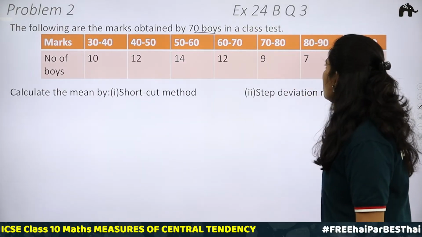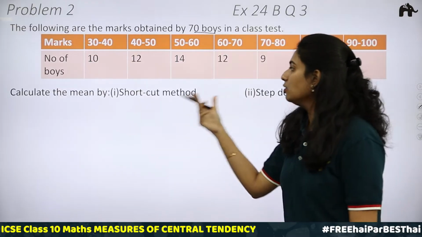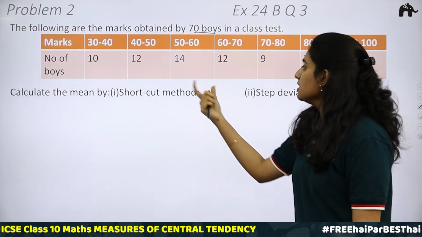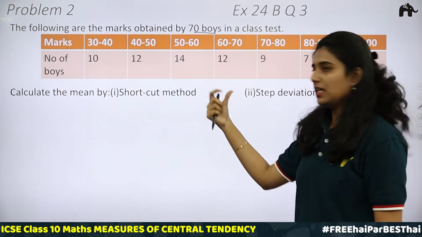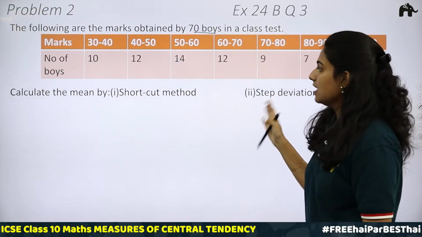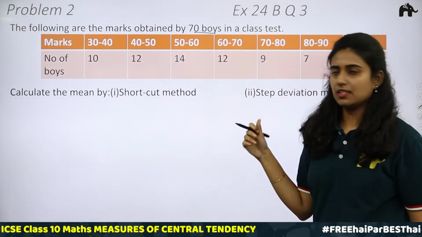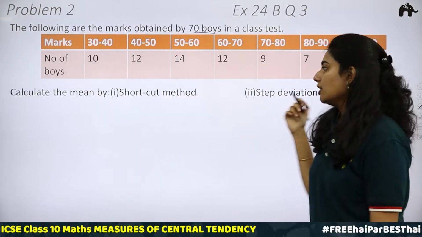70 to 80 has 9 boys, 80 to 90 has 7, and 90 to 100 has 6 boys. We have to calculate the mean by using the shortcut method, that is the assumed mean method, and then the step deviation method. We are not using the direct method in this case. First, let us find the mean with the shortcut method.